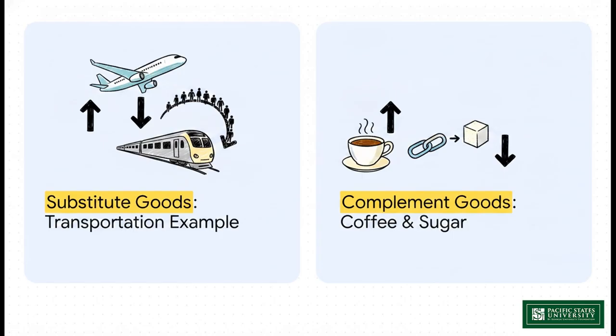These are things consumed together. If coffee prices skyrocket, you naturally buy less coffee, which means you intrinsically need less sugar or creamer.